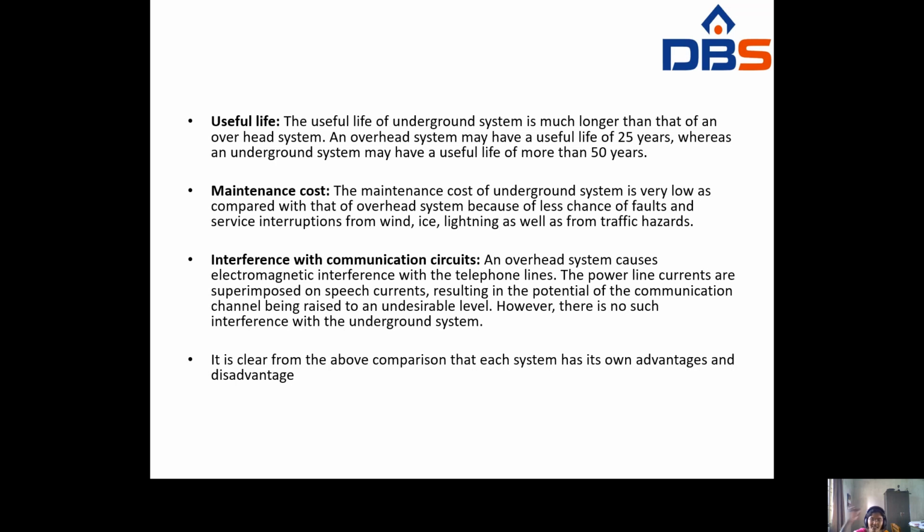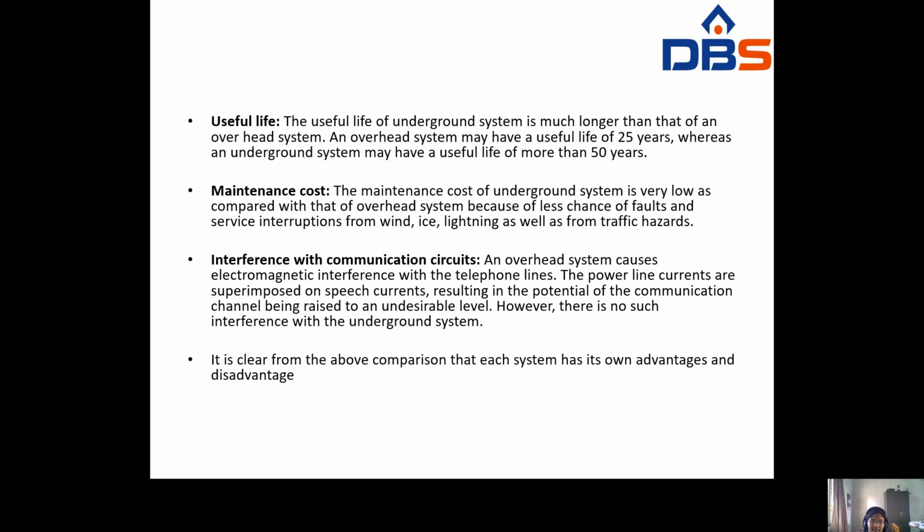Because the overhead system is visible and placed in the weather environment. Due to environmental changes, dust particles and so on, the lifespan of these overhead conductors decreases. So that's why an overhead system may have a useful life of 25 years, but an underground system has a useful life of more than 50 years.